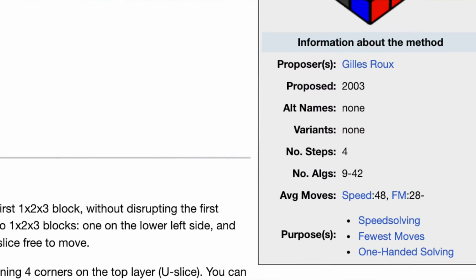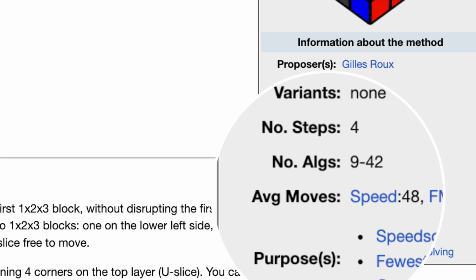However, the most important thing to remember with Roux that makes it a really special method compared to CFOP is the move count, even compared to ZZ. So you're averaging with Roux in the 40s, while CFOP's more around 60. And that is what you really need to focus on with Roux.